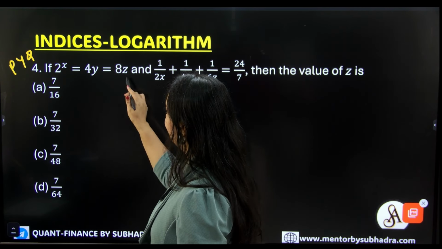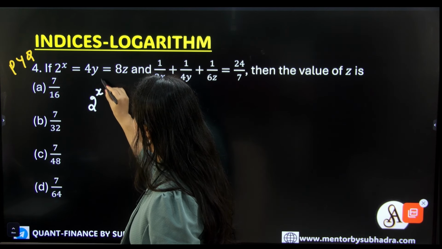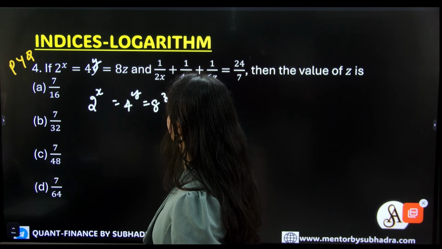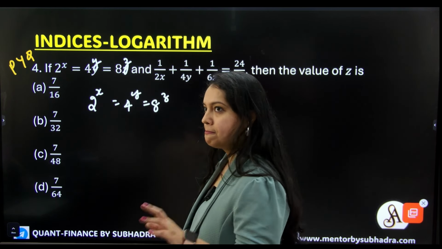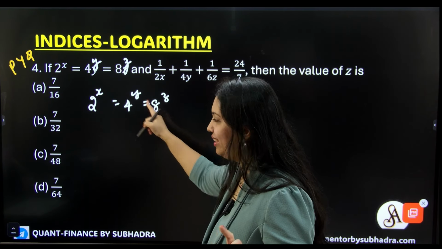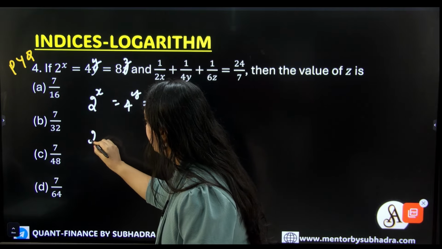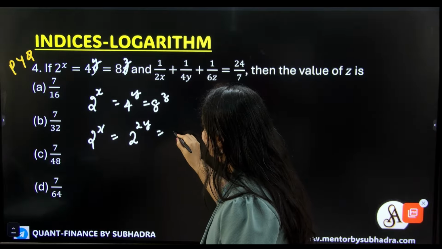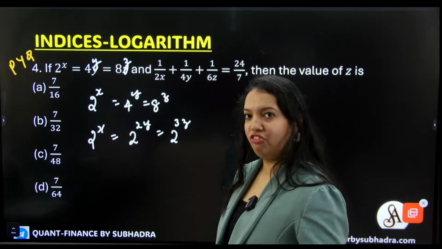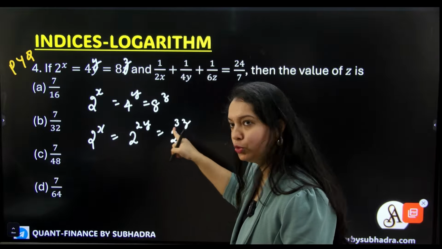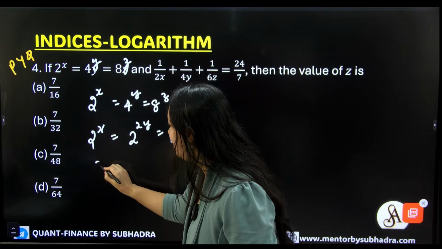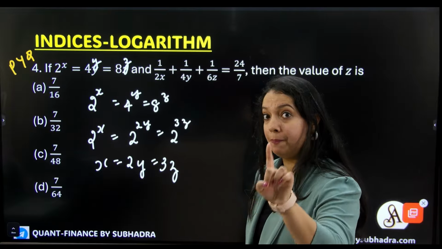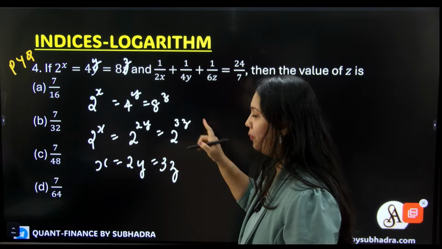Now I'll write what is given in the question, which is 2 power x, 4 power y and 8 power z. This is a printing mistake. Convert 4 and 8 in terms of 2. 4 is 2 square, 8 is 2 cube. When bases are same, equate the power. So x is equal to 2, y is equal to 3z. I'm repeating, when bases are same, you can equate the power.